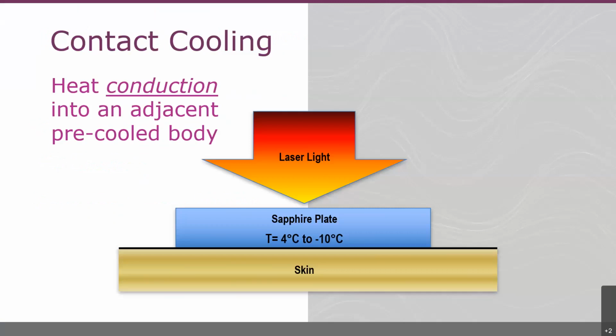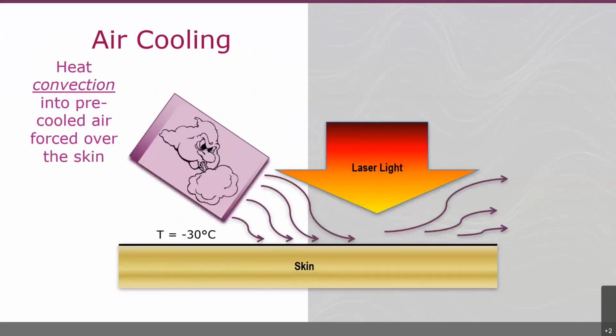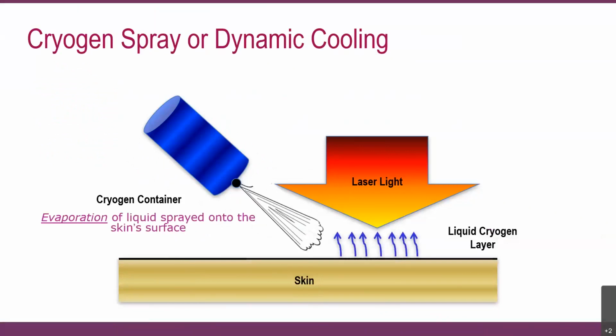So contact cooling, as the name suggests, we have a cooled sapphire plate which comes into contact with the skin, and we cool the skin down by conduction. So this cool plate starts to cool the skin down. Then we fire the laser light through the sapphire plate to heat up our target, but we're not heating up the surrounding tissue. The second option is air cooling. So in this example, we're using some kind of an air chiller unit. We're blowing cold air onto the skin in the area that we're going to fire our laser light, and this is known as convection.